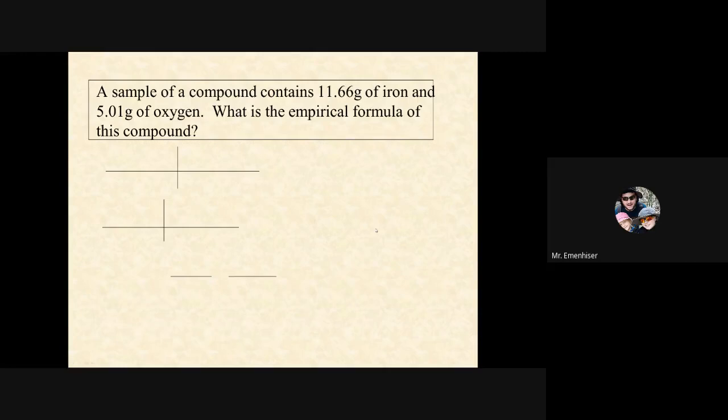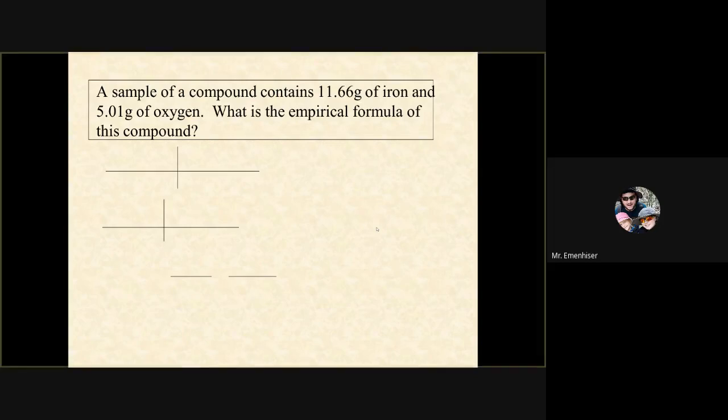All right, a sample compound contains 11.66 grams of iron and 5.01 grams of oxygen. What is the empirical formula of the compound? So let's go ahead and write our steps before we solve this one. We have the mass of iron and the mass of oxygen. Let's take the mass of those two elements and go to moles. Okay, so we're going to be dividing by the molar mass.